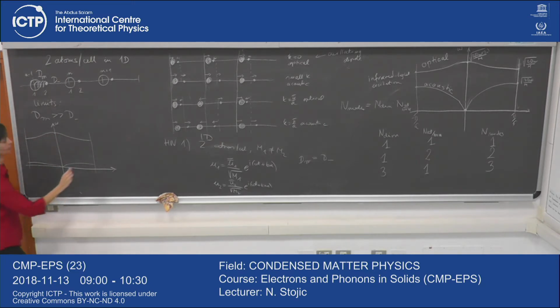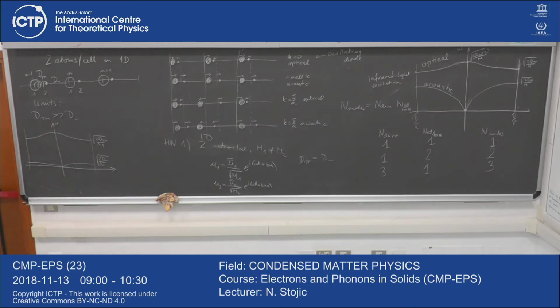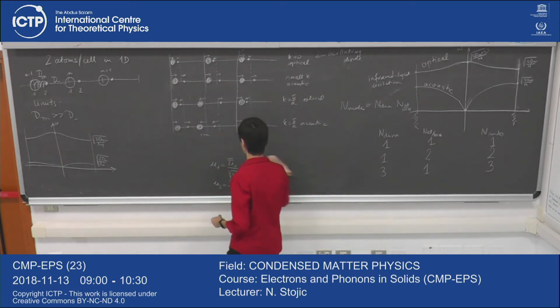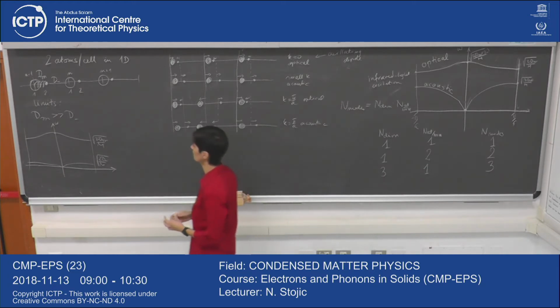This is the limit of not interacting molecules, decoupled. Let's say at some high temperature you may get it. So you have a collection of independent molecules. Okay, this is the first limit.